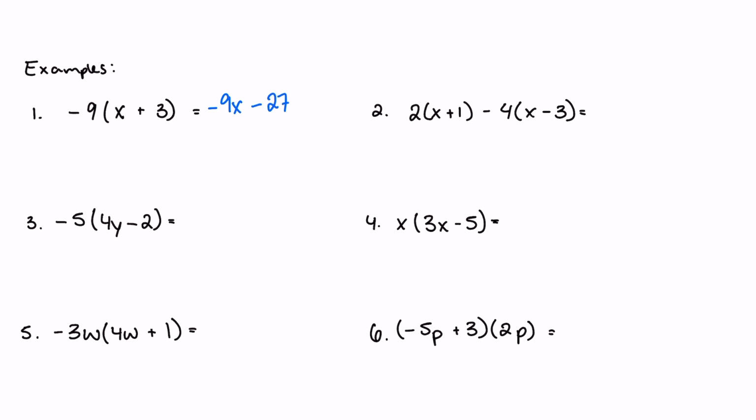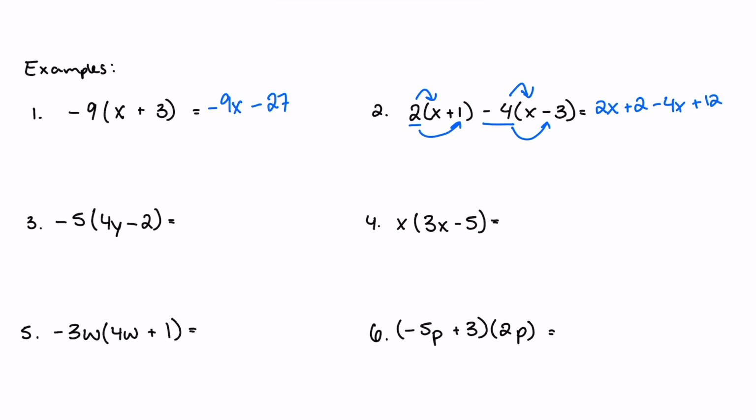In our next example, we have something being distributed here, and we have something being distributed here. So we'll start with the one on the left first. So this 2 needs to get distributed to both the x and also to the positive 1. So 2 times x is going to be 2x, and 2 times 1 is going to be 2. So that's how we get that. And now we have to distribute this negative 4 to the x and also to the negative 3. So negative 4 times x is going to be negative 4x. And negative 4 times negative 3 is going to be positive 12.